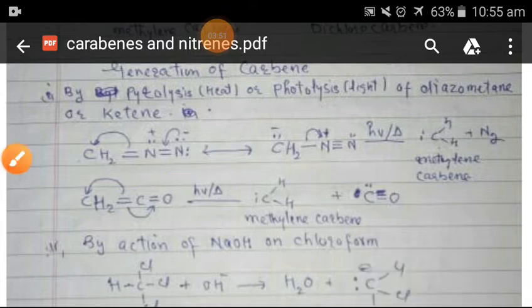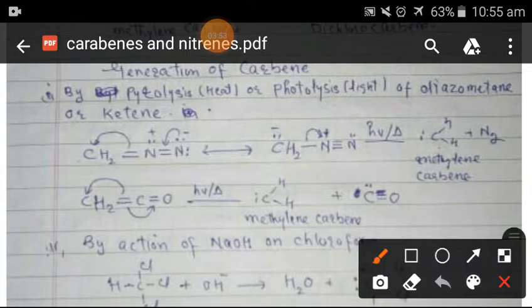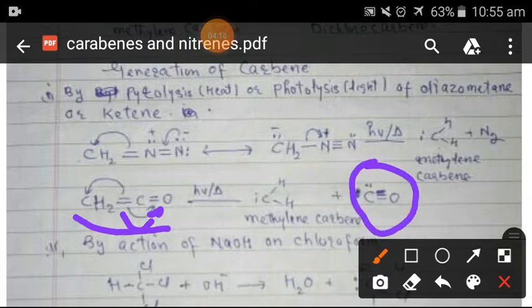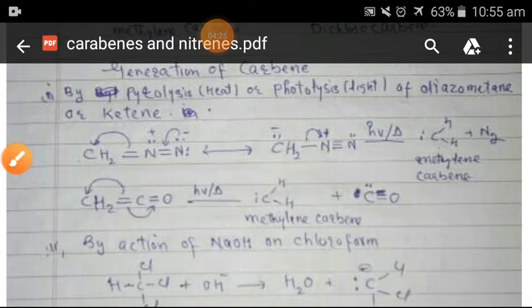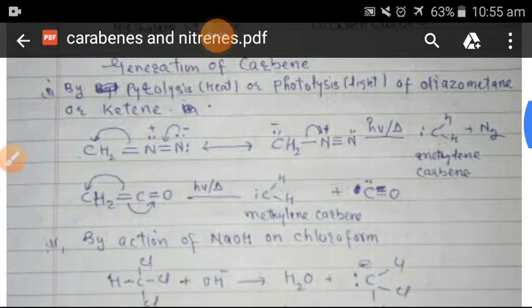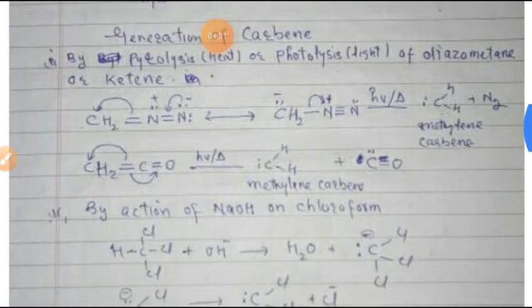Clear? Similarly, you can also prepare methylene carbenes from ketenes. Ketenes are actually CH2 double bond C double bond O. Here the shift of the electrons takes place from here, and carbon monoxide is formed with the formation of this methylene carbene. Methylene carbene has two unpaired electrons, and two monovalent atoms are attached to this carbon atom. So this is how the carbene can be prepared from diazomethane.